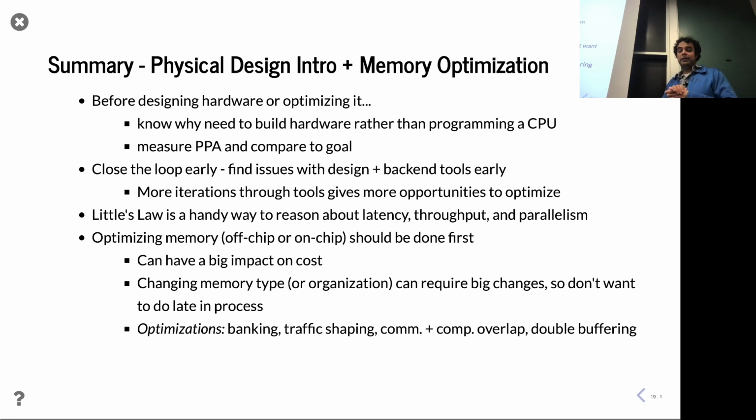And today we talked about a few different optimizations for memories, right? We talked about things like banking, traffic shaping, computation communication overlap, double buffering. But the big picture, of course, is the memory is a really important concern. It's more architectural concern rather than design concern, but it's still extremely important. That's why you have to be very smart about how you use your memories in your designs. You want to get by with the cheapest, slowest memories you can, but you can't always do that. Cool. Any closing questions?